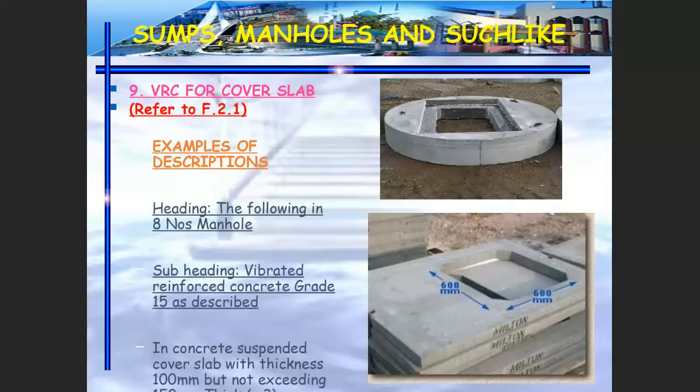After that, we have VRC, vibrated reinforced concrete for the cover slab, if any. This is the example for the cover slab. You can see there are holes for the manhole cover. This is the example for the precast. If precast, we have to measure in number, but this is the example where you have to measure in situ. In situ, VRC.